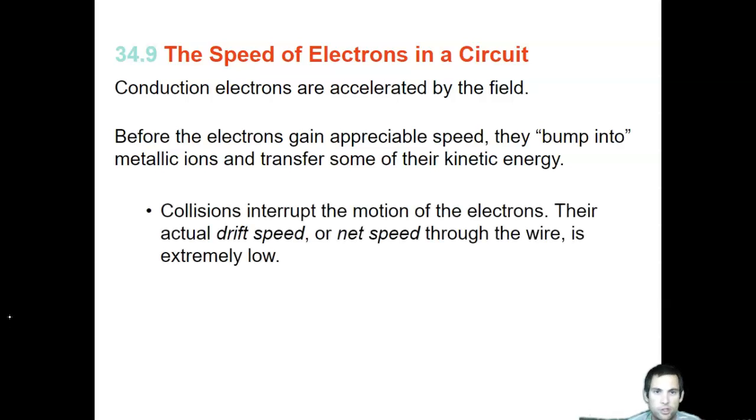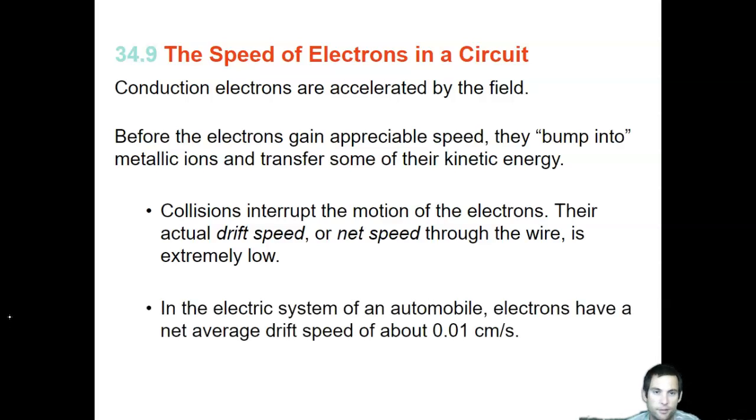Collisions interrupt the motion of the electrons. Their actual drift speed, or net speed through the wire, is extremely low. So they're moving along really fast, and then they collide, and then they go backwards, and then they collide, and then they go forwards, and then they collide and go backwards and forwards. This kind of motion keeps happening. But if you minimize all of those back and forths and all the collisions, it appears like they are just moving along like this, pretty slowly.